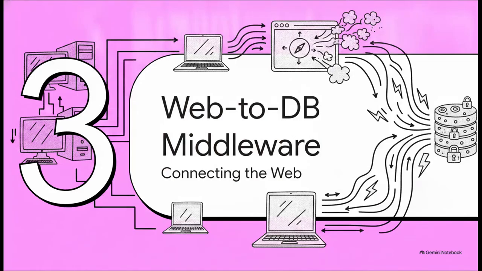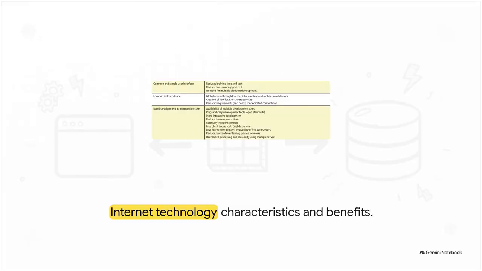Let's shift gears now into Section 3, Web-to-Database Middleware. So far, we've mostly been talking about traditional desktop application connectivity, but when we transition our focus to web browsers, an entirely new set of challenges arises. Integrating web technologies gives us amazing benefits, like location independence, meaning you can access your data globally from any smart device, and incredibly rapid development. But this global, web-based architecture comes with a rather massive technical hurdle.